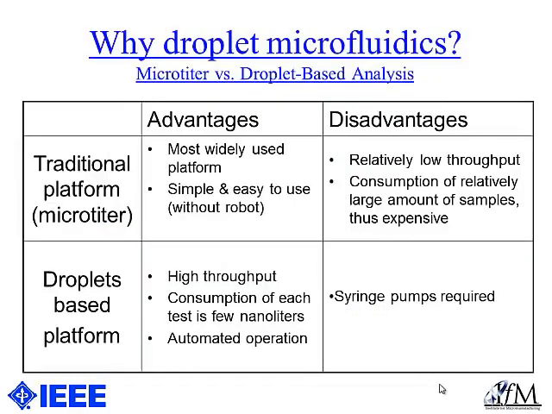Here we have other options. We can also use droplet-based platform, and this table compares disadvantage and advantage of these two platforms. For the traditional platform, which is most widely used platform, it's very easy and simple to use. However, it's relatively low throughput. The consumption of each test, normally it will cost a few microliters range. If the sample is very expensive, that will cause some waste. But for droplet-based platform, it has very high throughput, and the consumption of each test is only a nanometer. Also, it's automated operation system.